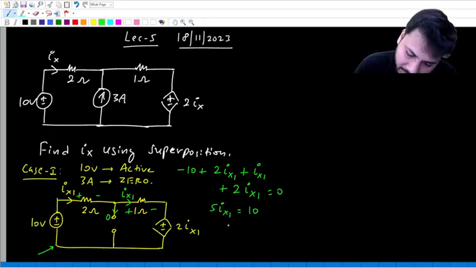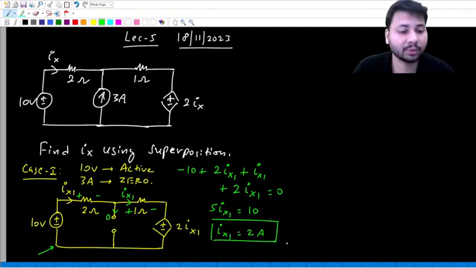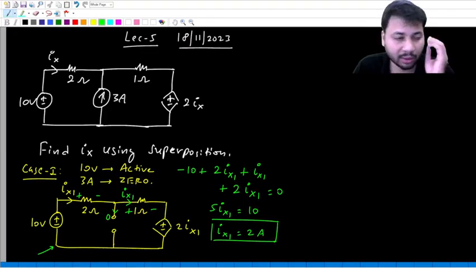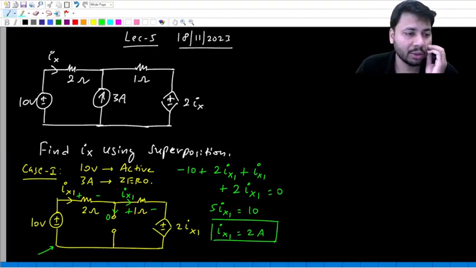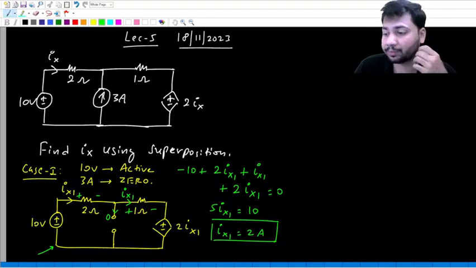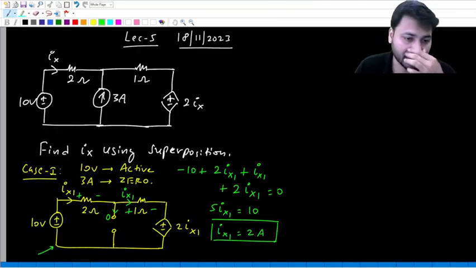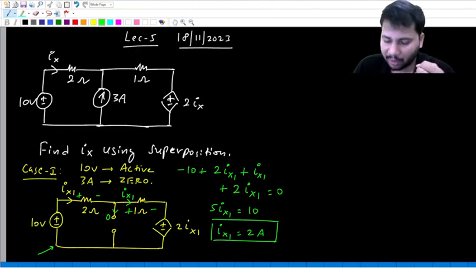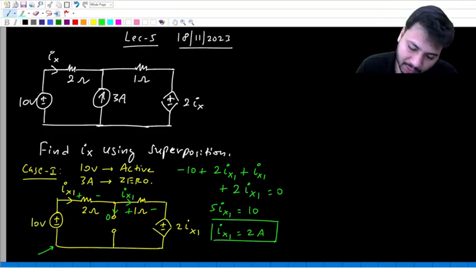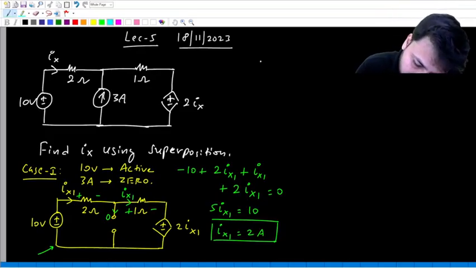5 Ix1 equal to what? 10. Ix1 equal to what? 2 amps. So the value of Ix1, it is what? 2 amps. So this is the value of Ix due to the 10 volt source alone. So if only the 10 volt source is present, then the value of Ix is 2 amperes, okay.